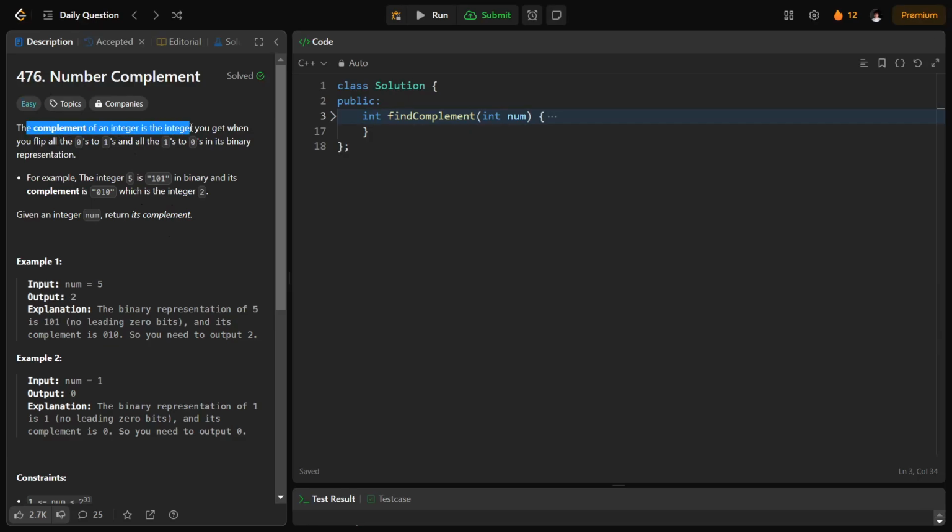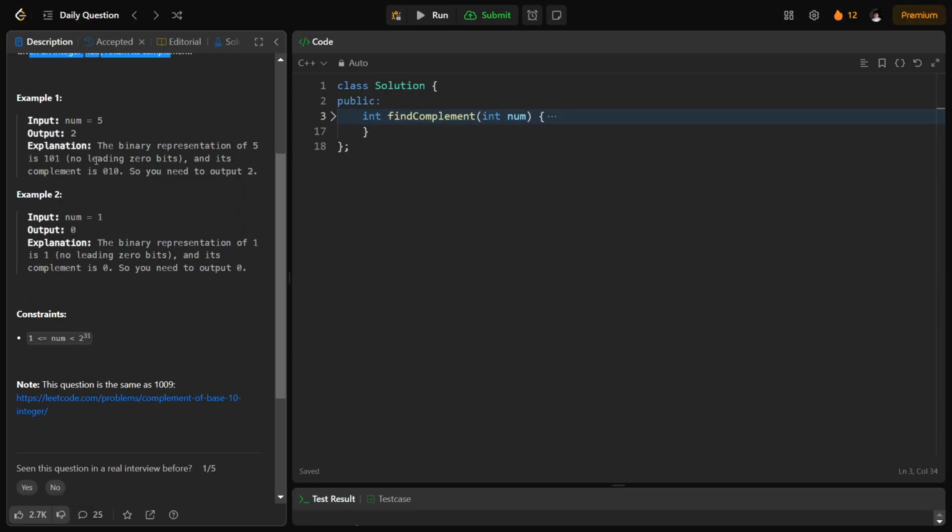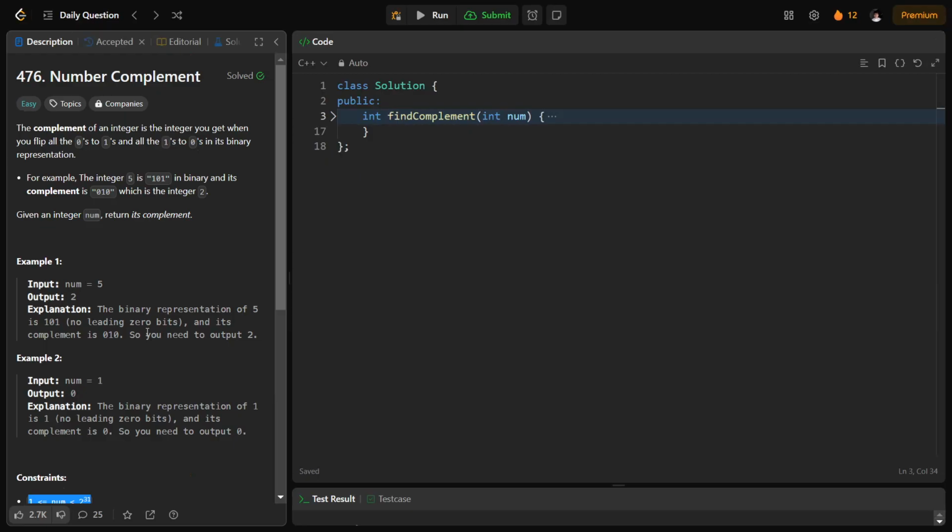Basically, the complement of an integer is the integer you get when you flip all the zeros to ones and ones to zeros in its binary representation. For example, 5 is 101 in binary. Its complement is 010, which is basically the integer 2. You have to return the complement. Now for the input 1, you get the answer as 0, and the value of num is greater than or equal to 1. Okay, so first let us look at my notebook and see what complications could arise. So yep, I'll see you in my notebook.